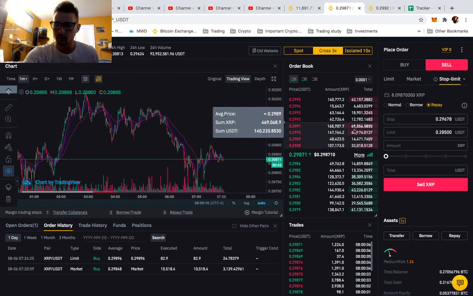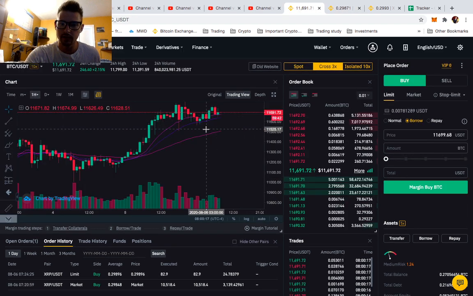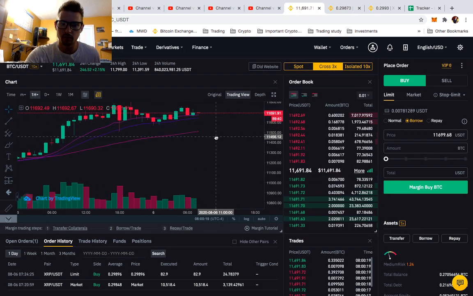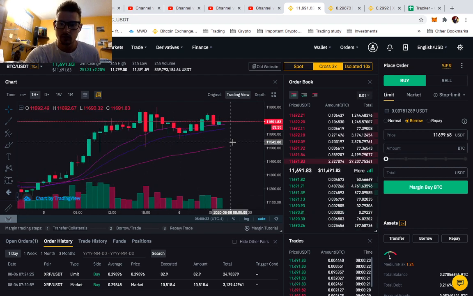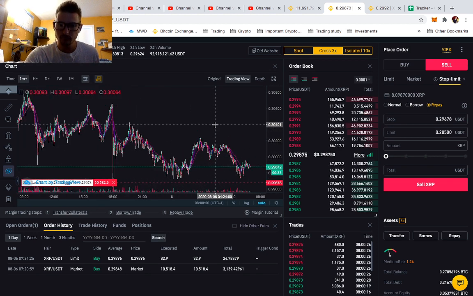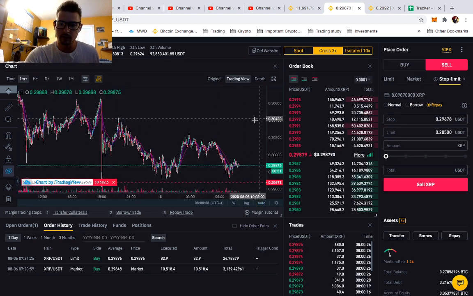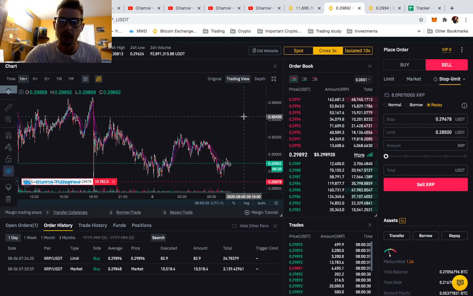And take a look at these orders right here. There's more sellers. But they can always cancel their orders. So the hour candle just closed bearish, but like I said, we're up trending on the moving averages. If we're gonna do another wave downwards, that would be okay. But I can just buy more.